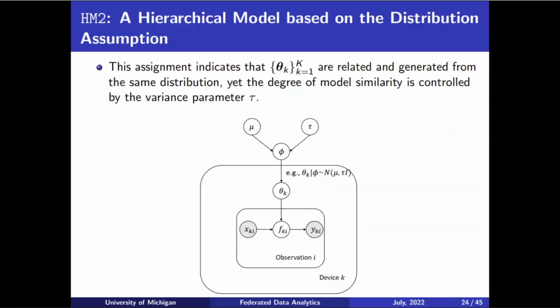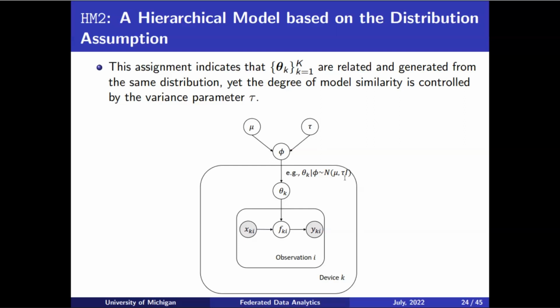To overcome the limitations of HM1, we propose another hierarchical model structure, called HM2, that is based on a distribution assumption. Let's start from this figure. Recall that the big square represents device k, the small square represents the observation i, and theta k is a model parameter. Here, I introduce a global latent variable phi that contains the parameters mu and tau. I further assume theta k conditioned on phi follows a normal distribution with mean parameter mu and variance tau times the identity matrix.